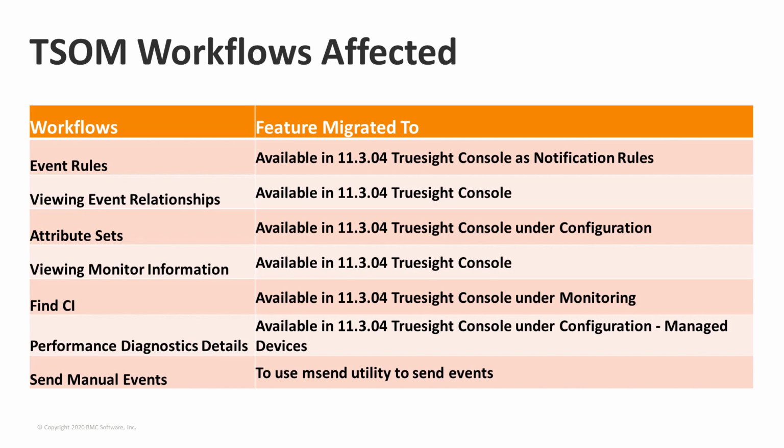Monitor information that was available while viewing the graph will now be available under monitoring, under monitor details as a new tab, monitor information. Also, configuration items, find CI option can now be viewed from monitoring configuration items option. Then performance diagnostic details can be pulled in TrueSight console from monitor, then configuration and manage devices. Manual events can be sent using msend command. However, there is a plan to add this feature in future release.